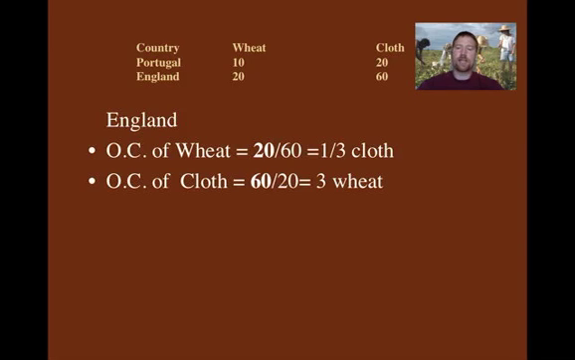Hopefully you realize, again, if you go time on top, for the opportunity cost of wheat, wheat would go on top. So it would be 20 over 60, or, in other words, 1/3. They would give up a third unit of cloth that they could have produced. And the opportunity cost of cloth, then, again, is quite simply the reciprocal. So it's going to be 3 units of wheat that they give up, or 60 over 20.